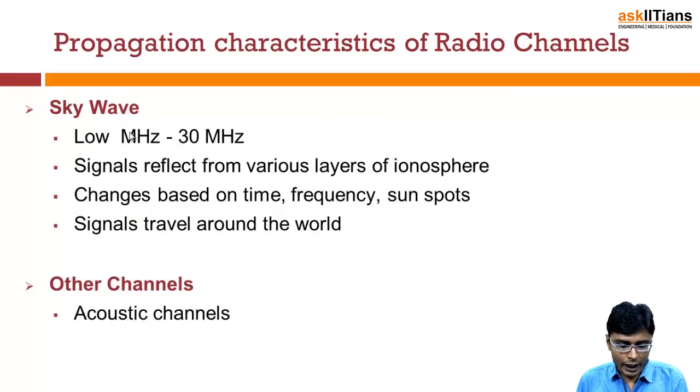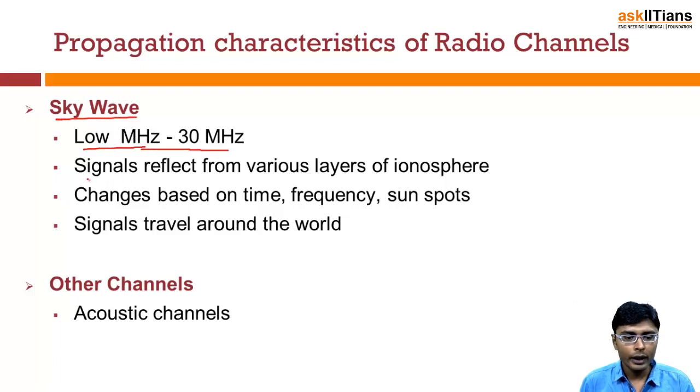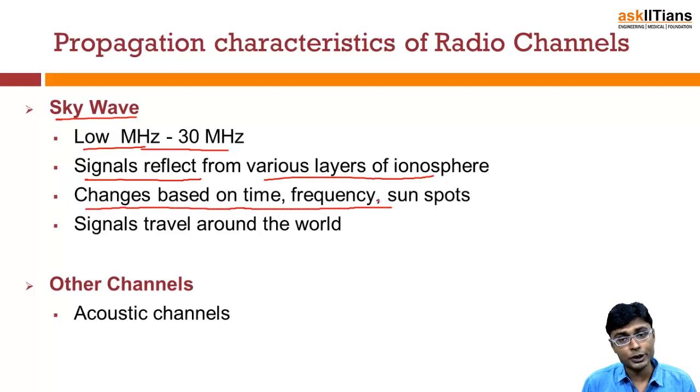Now if you see the sky wave, it ranges from low megahertz to 30 megahertz. The signal reflects from various layers of the ionosphere, and this changes based on the time, frequency and the sunspots. So the characteristics of the sky wave change depending upon the time, because we have seen there is a difference between day and night.